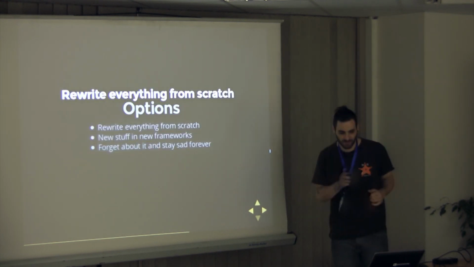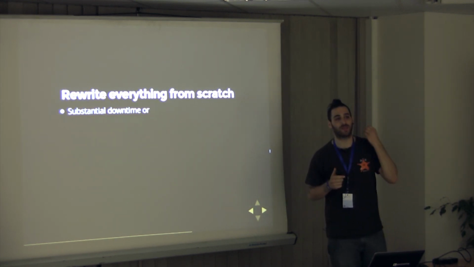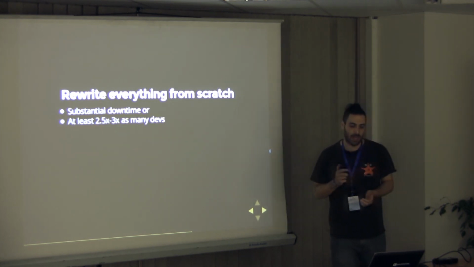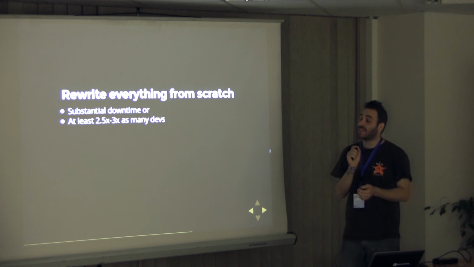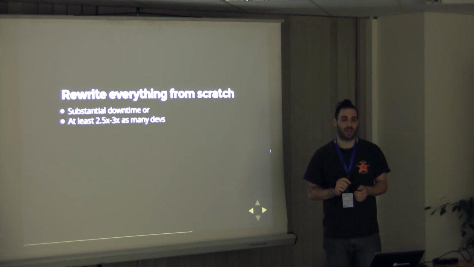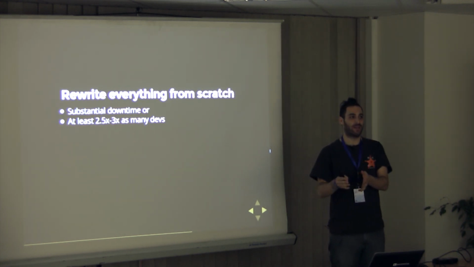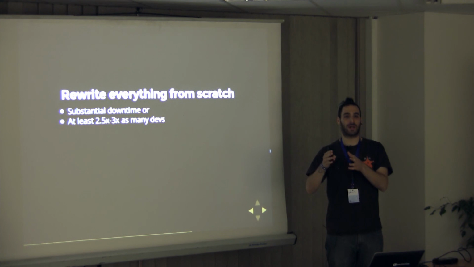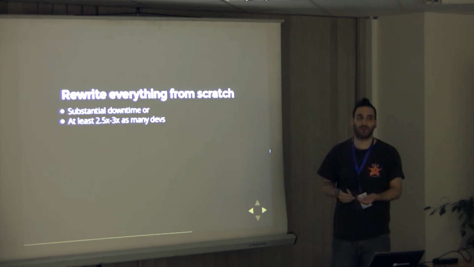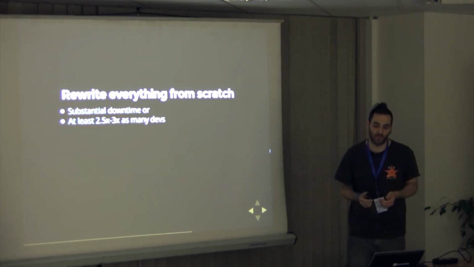Let's go over these. First one, rewriting from scratch. Rewriting from scratch basically means a substantial downtime for the company. The more code you have, the bigger the downtime. Or you can hire at least 2.5 to 3 times as many developers, right? Because half of them will have to convert the code, half of them will have to continue writing. And you're not taking into account all of the infrastructure that they're using. So all of the libraries and all of that stuff will have to be rewritten.